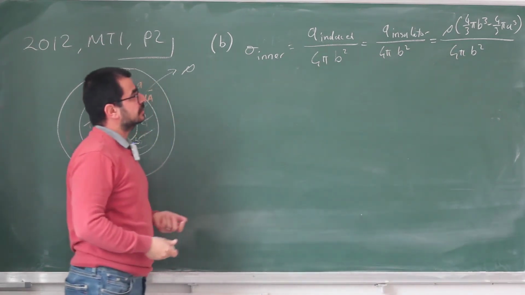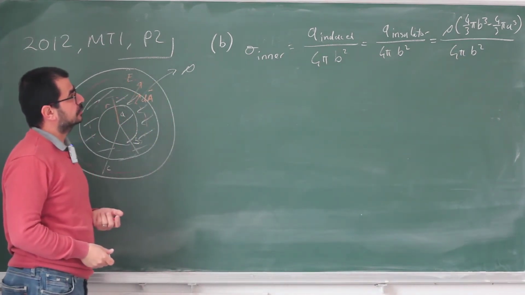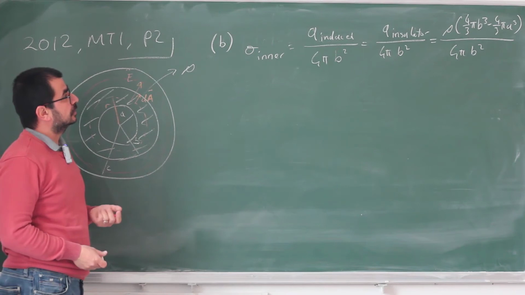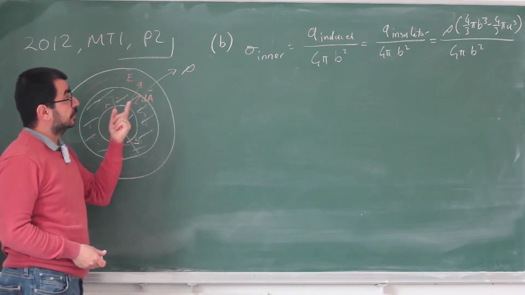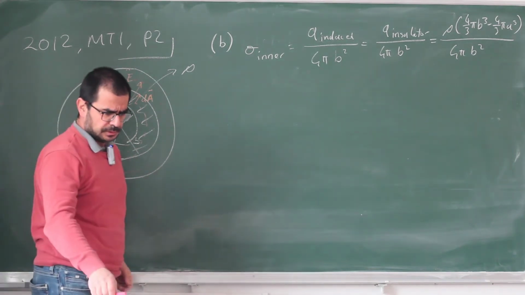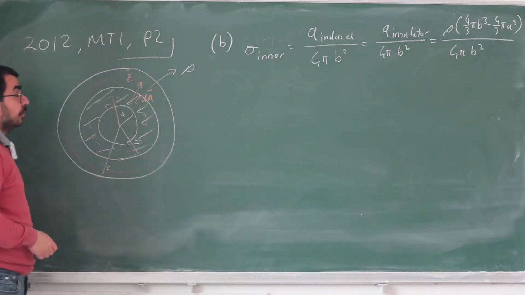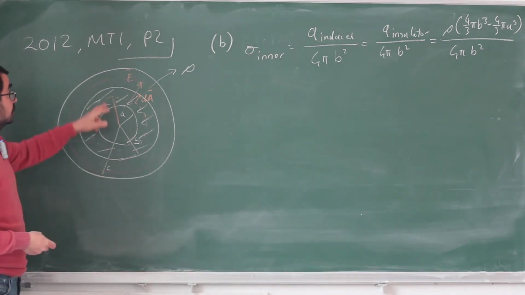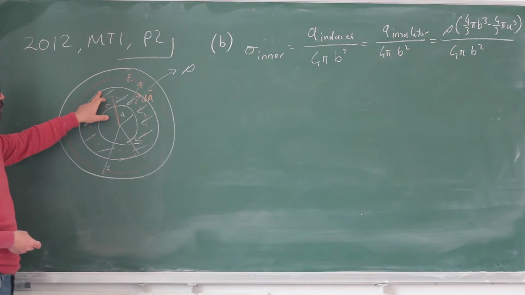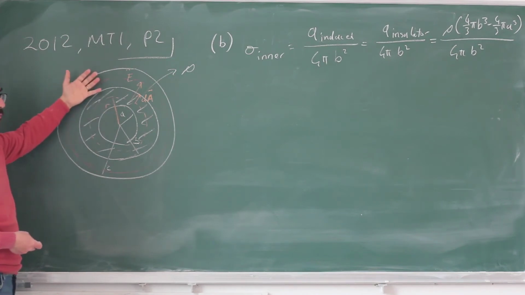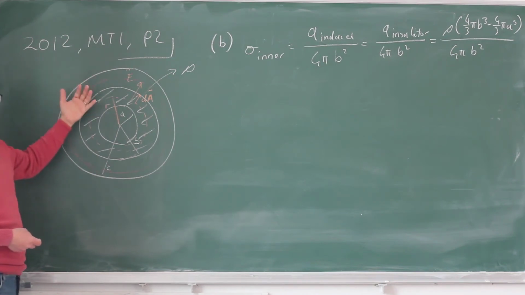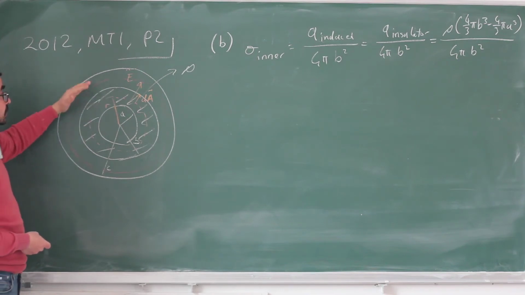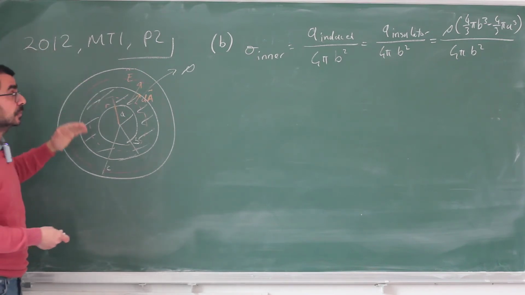And again, there are cancellations. The 4 pi's are going to go away. You can take 1/3 into common parentheses and so on and so forth. But this is going to be the charge induced on the inner part. Now, what about the outer part? Well, this Q induced must come from inside the conductor. That's going to leave an equal and opposite charge on the conductor, and that is going to move to the outer surface. Okay?